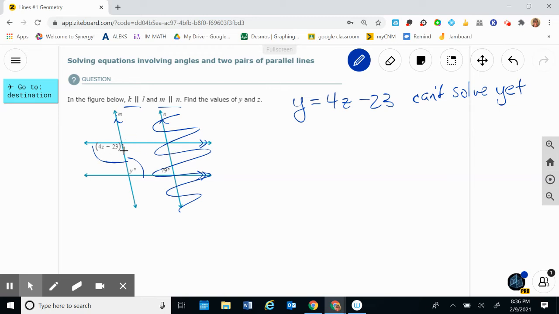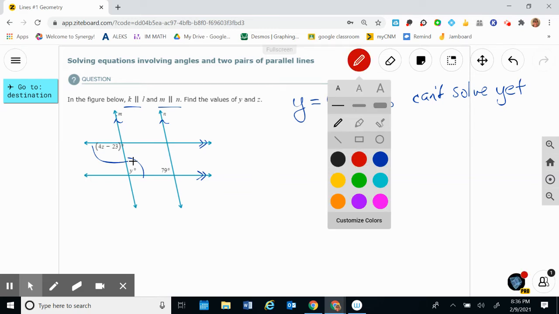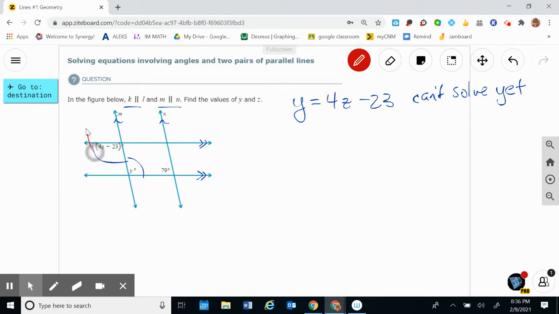Well, let's start filling in other stuff that you know, okay? Let me go erase this. Now I want you to look at, instead, this set of parallel lines. Do you see it? This set, and then this is the transversal.